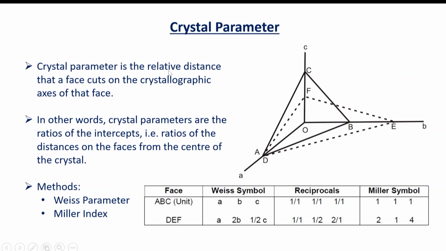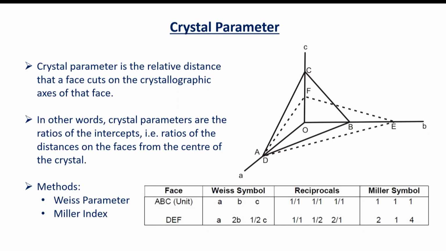So in other words, crystal parameters are the ratio of the intercepts. So you can see there is a face, the solid one as well as the dotted one, and they are having different intercepts along the A axis, B axis and the C axis, and the ratio of the distances on the faces from the center of the crystal. So the distance from the center along individual axis will define the unit distance.